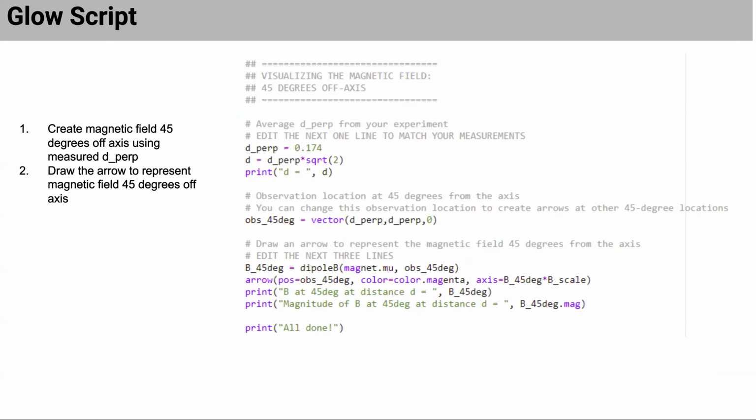And then 4, created arrows to represent magnetic field at each observation location. And then here, I created a magnetic field 45 degrees off the axis using the measured dperp from earlier in the lab. And then I drew an arrow to represent the magnetic field 45 degrees off the axis.